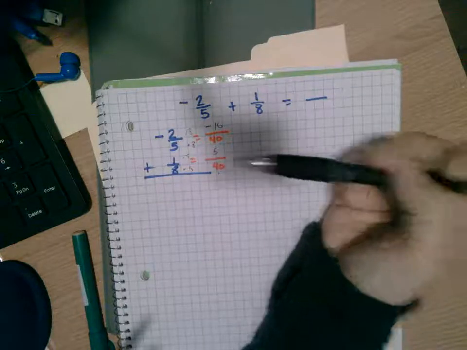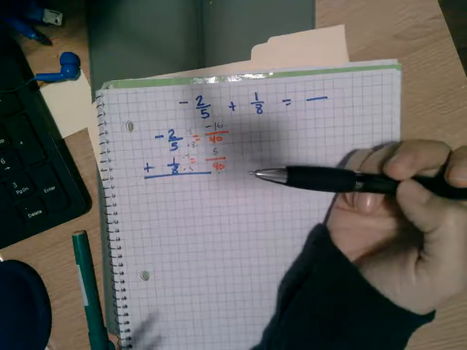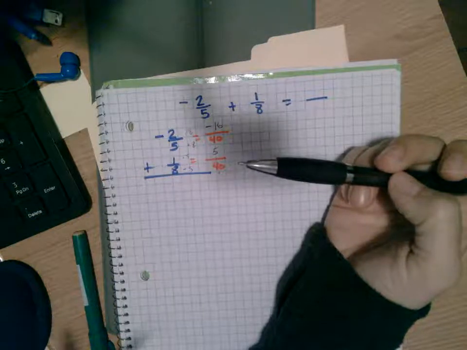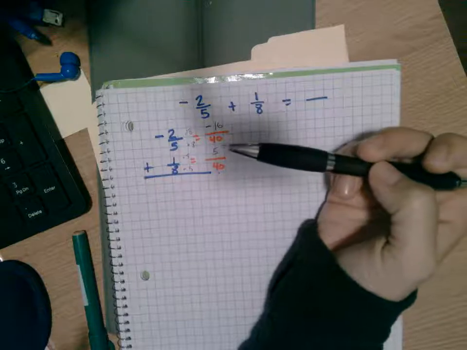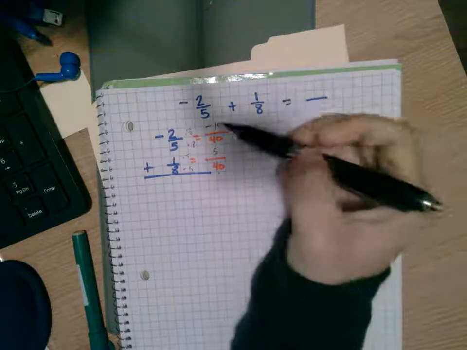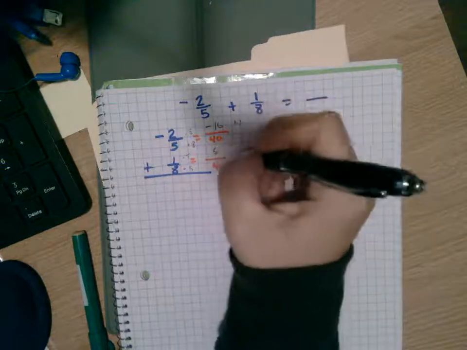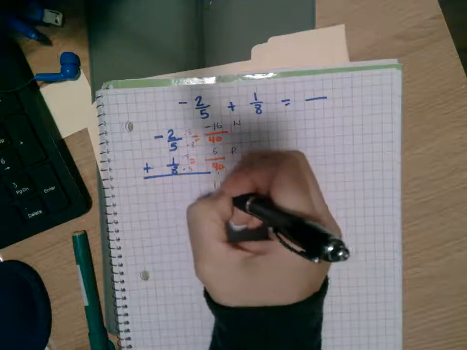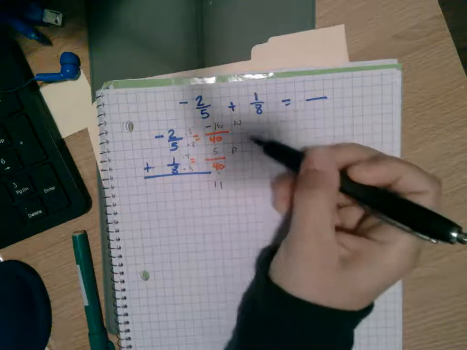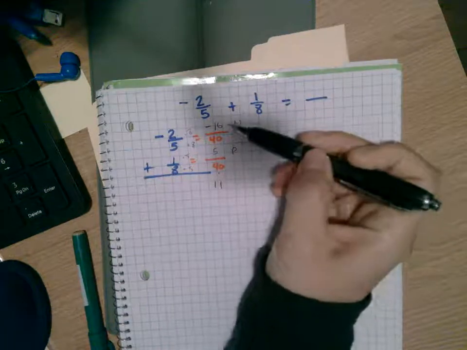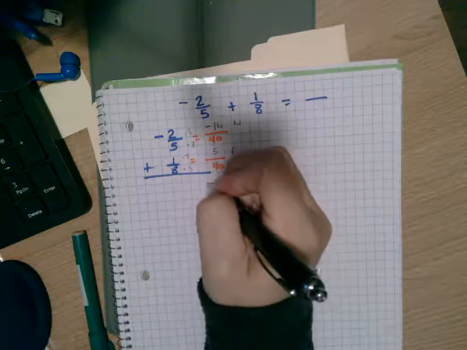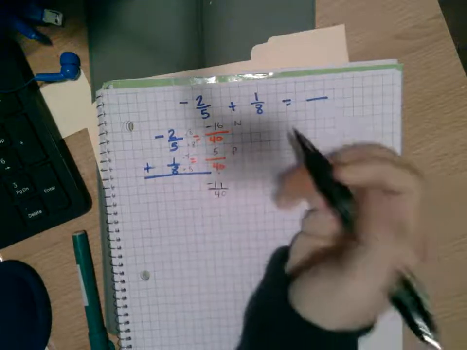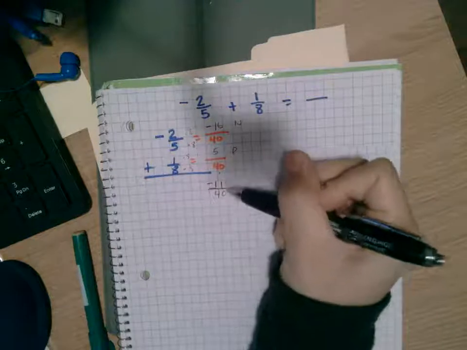So you go back to your rules of adding. Do you add or do you subtract? You subtract. Yep, you subtract because the signs are different. This is a negative and this is a positive. So you're going to subtract. You get 11. Now, do you have more negatives or do you have more positives? I have 16 negatives, so we're going to put a negative. And then my denominator stays exactly the same. So the answer would be negative 11 over 40.